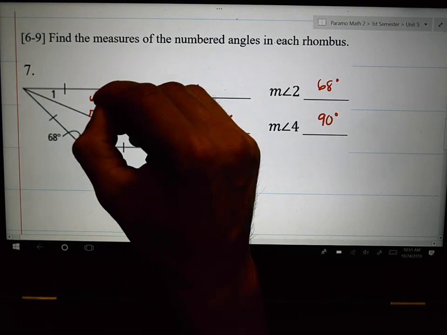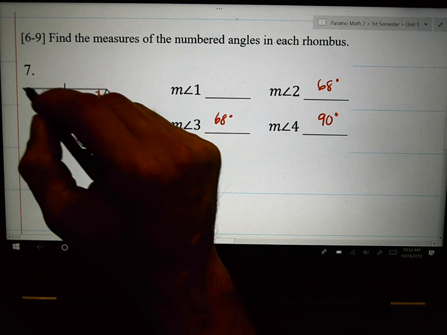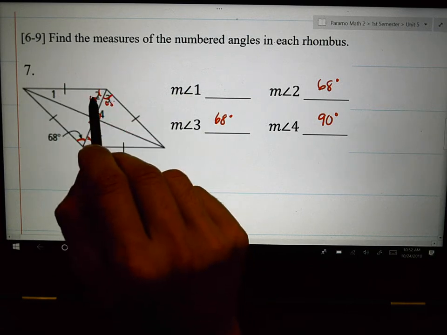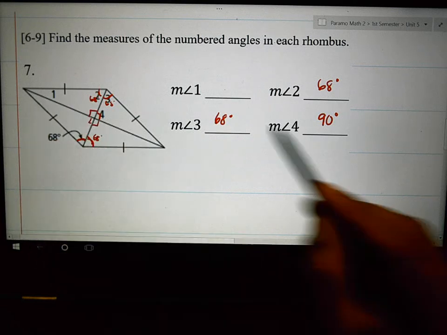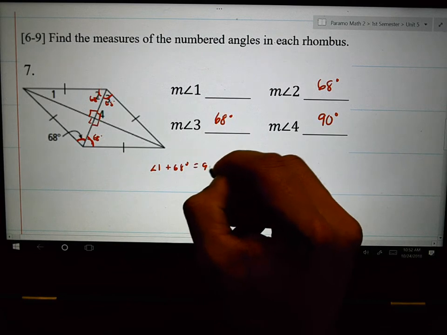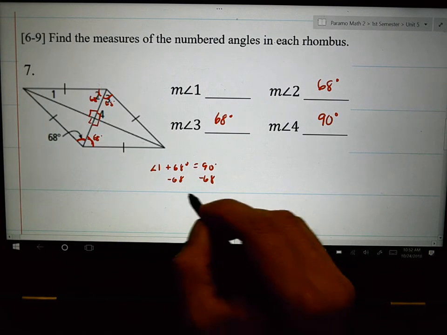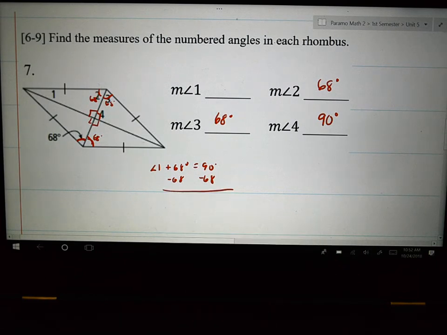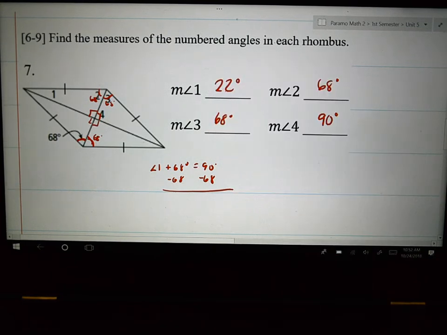68, 68. Now angle 1 is the one that I'm going to find last. I have a 90, I have a 68. These three add up to 180, or I can say the 68 and the 1 are complementary, adding to 90. So I'm going to put off to the side: angle 1 plus 68 degrees should equal 90 degrees. I can just subtract the 68 to figure out what angle 1 is. 22? Yeah, you agree? 22 degrees is what I'm getting for angle 1. Any questions?